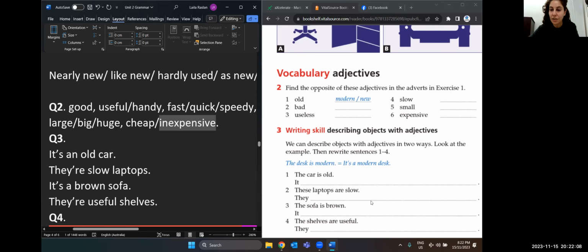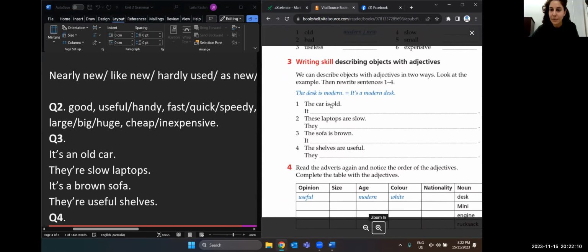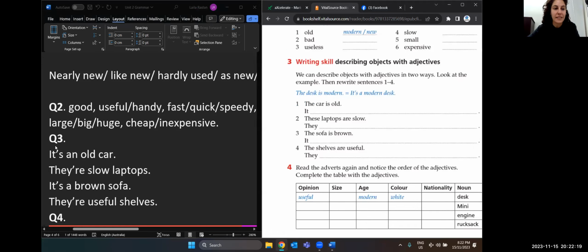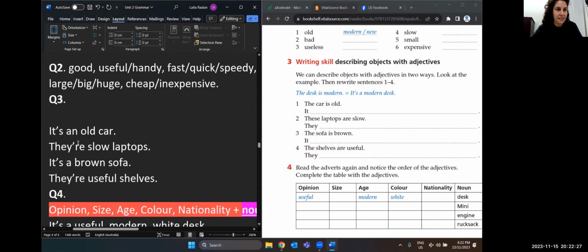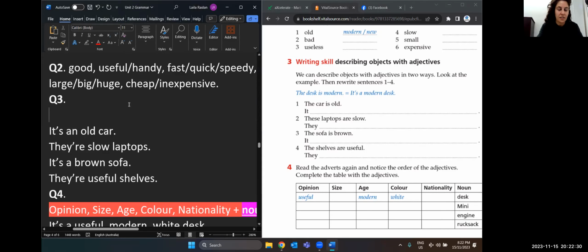So we can talk about the object. So car, laptop, sofa, shelves, they're objects. And we've got 2 ways. The first way is that we say the car is old. So we use the verb to be. So the rule is like this. You say the noun and the verb is and then adjective. So the car is old, the car is good, the car is fast, whatever. That's my first rule.